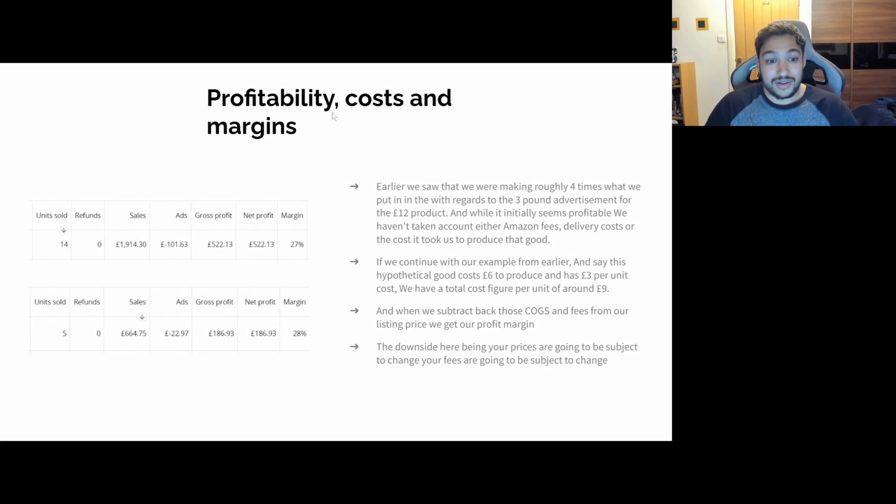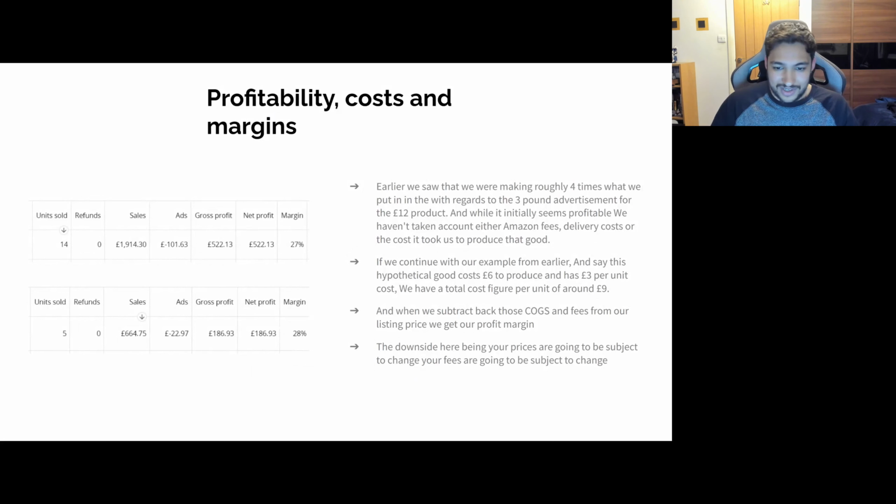So we bring to our third and final of the topics: profitability, costs and margins. Earlier we saw we were roughly making 4 times what we put in with regard to the £3 product for advertising and £12 product. And while that initially seems very profitable, we haven't taken into account Amazon fees, delivery costs, or anything that it took to produce that good.